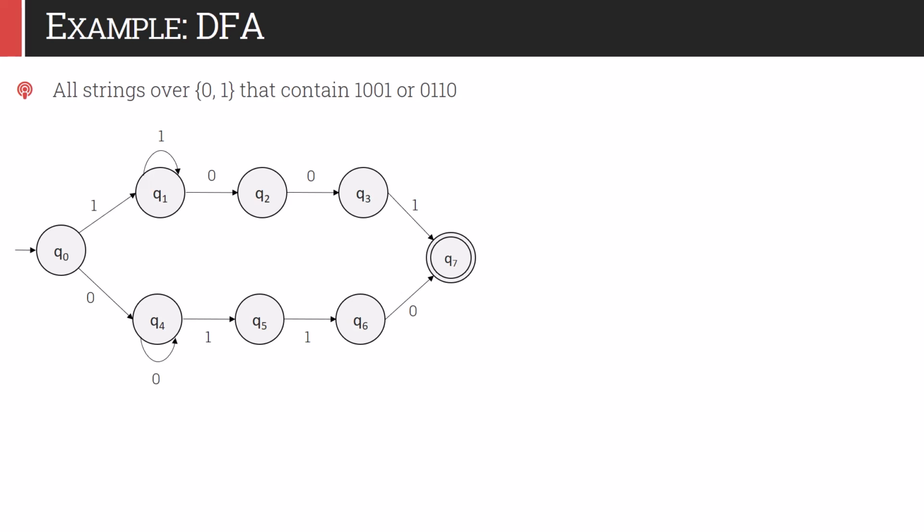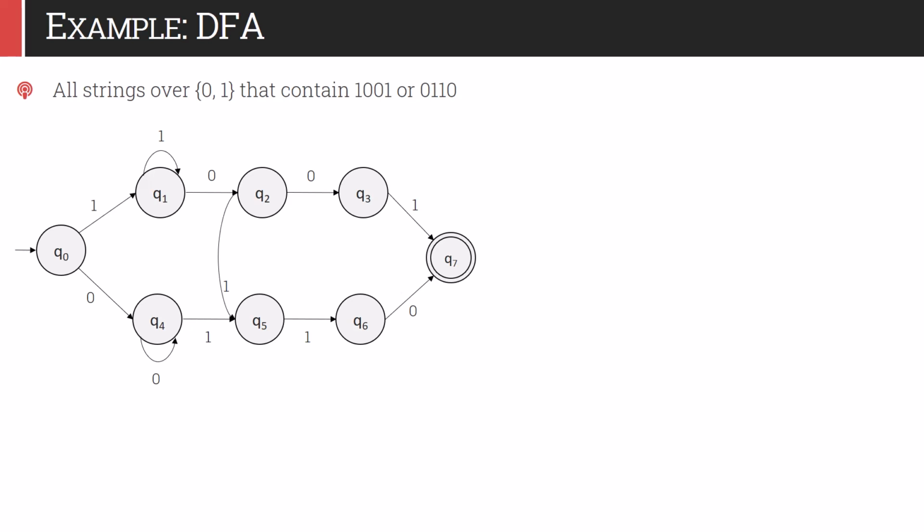Similarly, from Q4, we can read any number of 0s. This will ensure that to go to the final state, it must read 1, 1, 0 from Q4. So all the strings generated through that path will have 0, 1, 1, 0 as a part of them. Fine. So for Q0, Q1, Q4, both transitions are out.